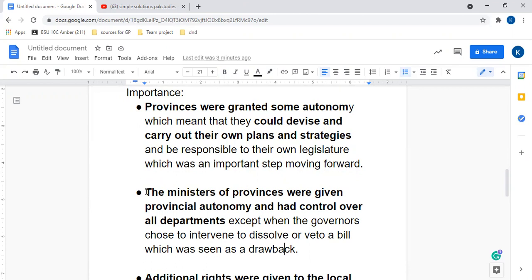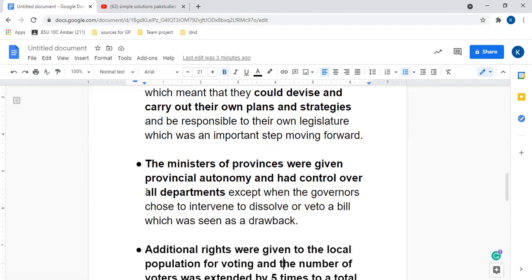However, the provincial governors had the power to dissolve or veto a bill if they saw it in the interest of the state. Okay, the provincial governors could even dissolve the National Assembly in a province, and this was seen as a drawback because the provincial governors were appointed by the British, so they were British, while the ministers were Indian representatives. So that is why this was seen as a drawback, but it is also important because they had a lot of autonomy.